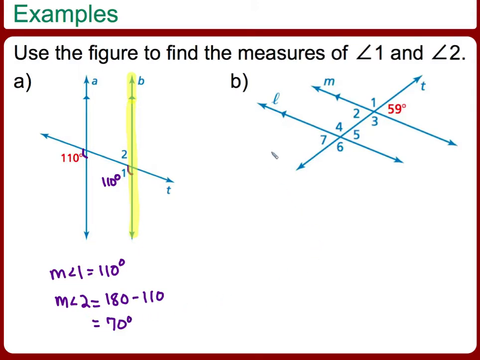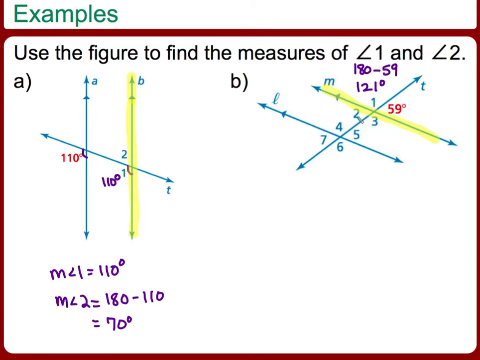All right, so let's go ahead and look at example B. So example B, we have a lot of different options to find the missing angles. So let's go ahead and look at angle 1 here. Angle 1 is on the same line M as the 59-degree angle. So that means measure of angle 1 is going to be supplementary to 59 degrees. So 180 minus 59 is equal to 121 degrees. So measure of angle 1 is 121 degrees.